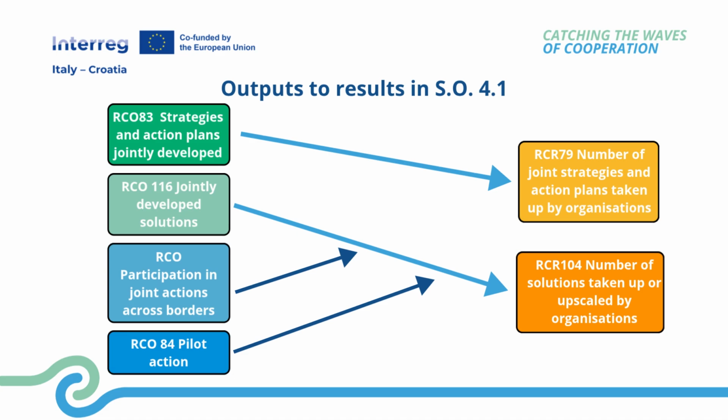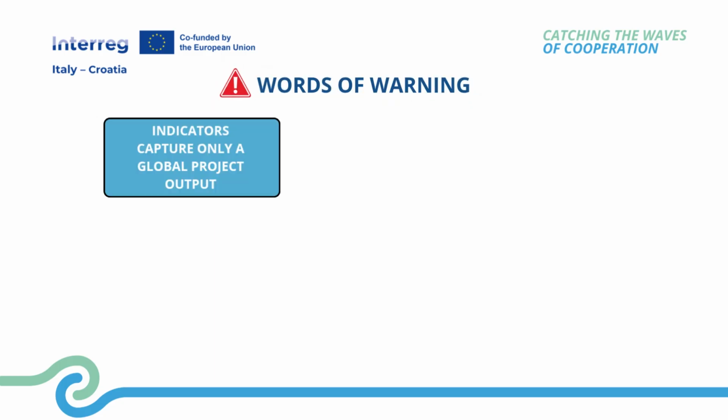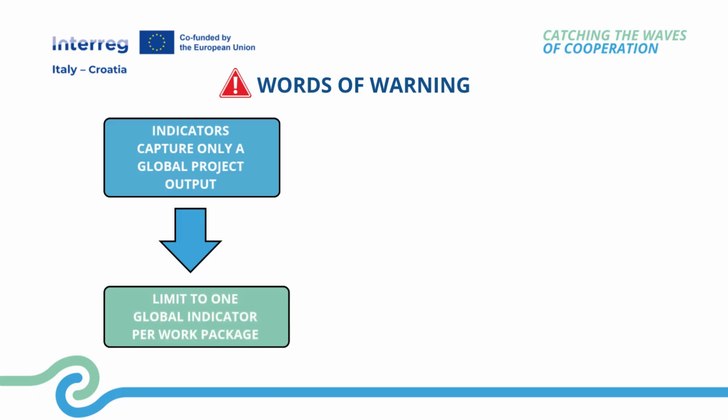Remember that program indicators are intended to capture only the global project output, instead of every individual activity or intermediate deliverable. For this reason, we recommend using them limitedly to 1 global indicator per work package. All the rest shall be measured with activities and related deliverables.